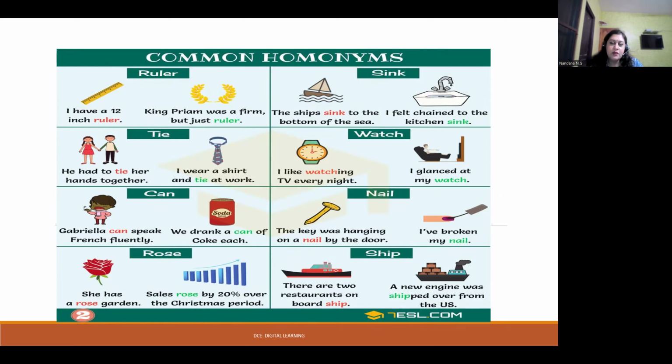Nail. The key was hanging on a nail by the door. The nail with which you hang something or which you drive into the wall. The other one is the nail on your finger. That is known as nail. I have broken my nail, or I have painted my nail. Ship. There are two restaurants on board the ship. That is referring to the huge ship. The second meaning is, a new engine was shipped over from the US. Now it takes a verb meaning, wherein something is sent from one place to another.